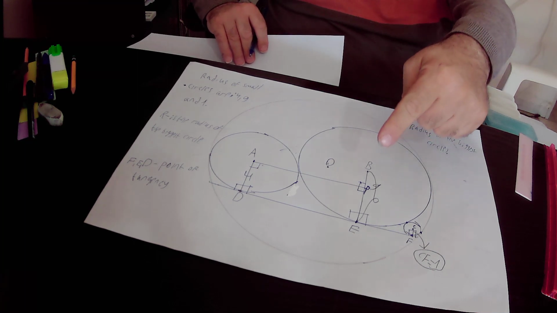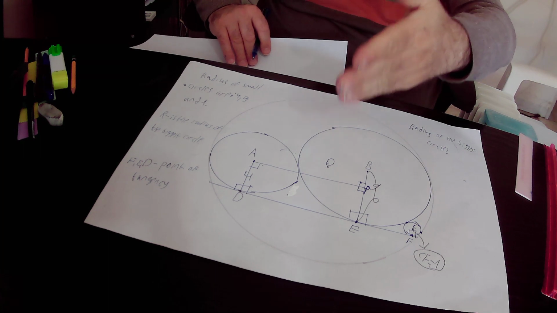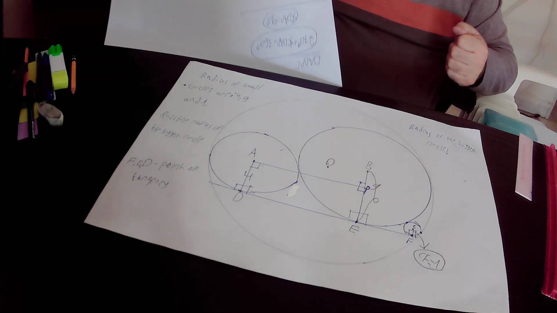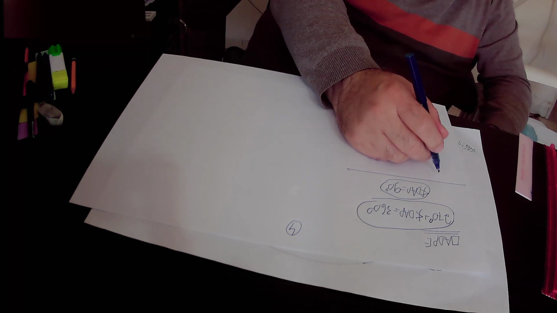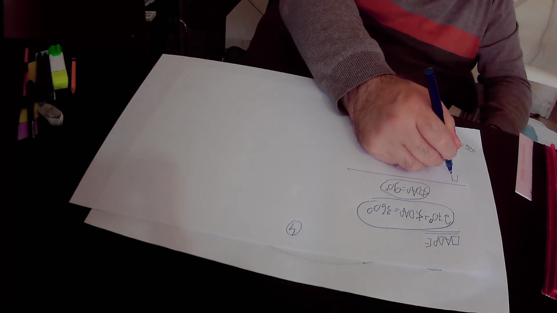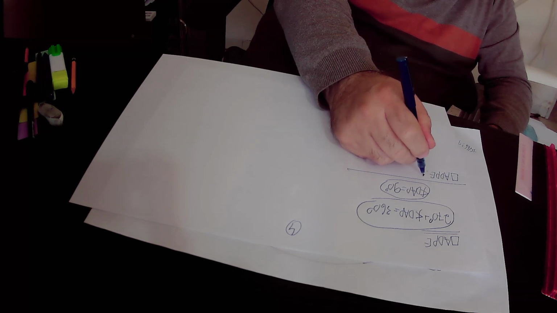And because quadrilateral ADPE has 4 right angles, we can conclude from it that quadrilateral ADPE is a rectangle. I write it down. Quadrilateral ADPE is a rectangle.